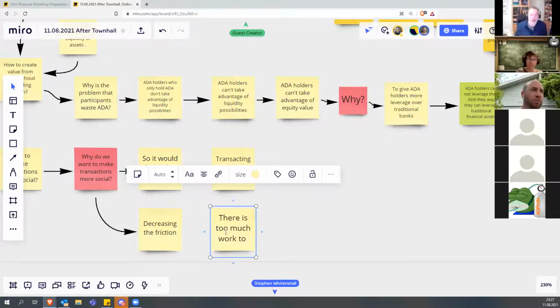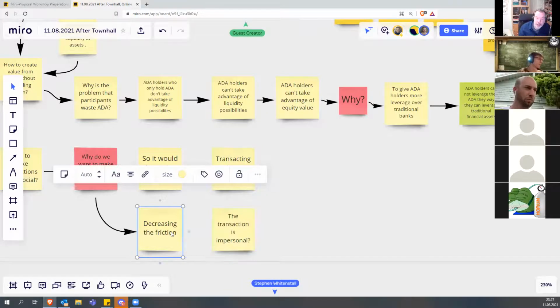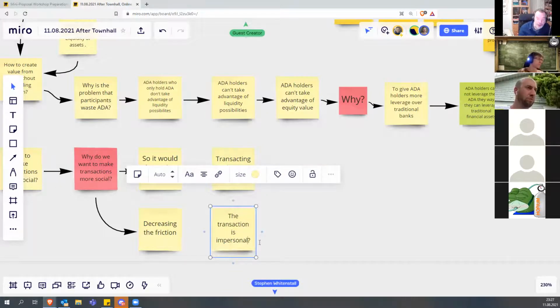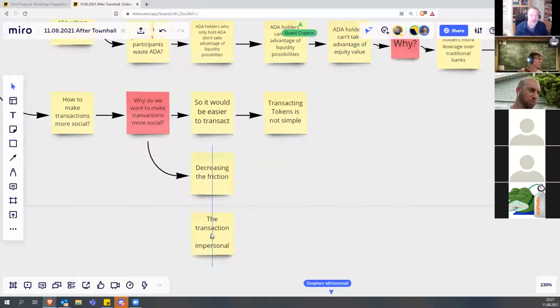I suppose another thing is the impersonality. It's impersonal, isn't it? And you want to make it personal if you want to make it social, maybe. And to personalize a transaction, why do you want to do that? You might want to do it for fun. So yeah, again, that's solutions.